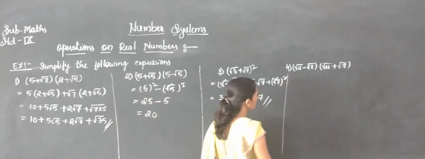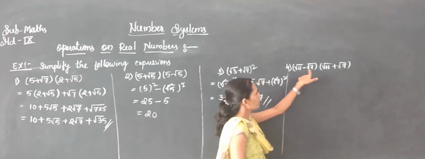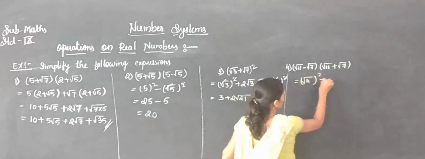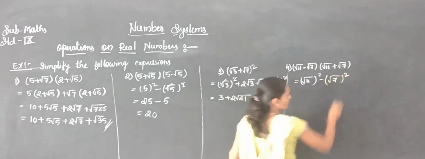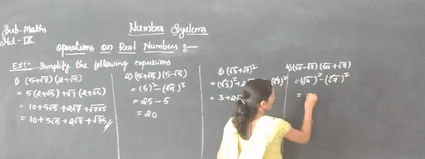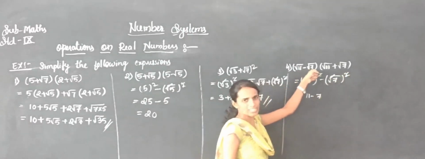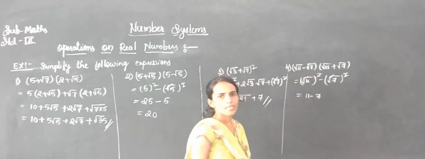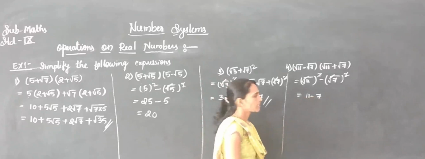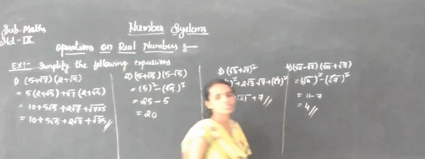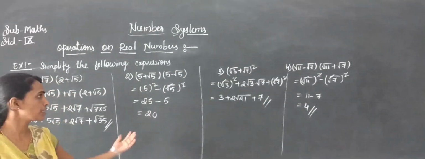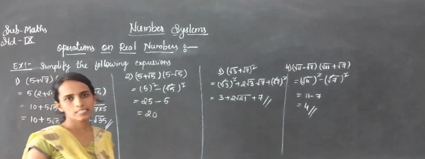Check out that one. So then the fourth example, root 11 minus root 7, root 11 plus root 7. Here also a square minus b square. So that will be root 11 square minus root 7 square. So that will be a minus b only. Yes or no? See here, the square root gets canceled. 11 minus 7 means a minus b only. The identity is there, a minus b. When root a minus root b, root a plus root b, that will be a minus b. So 11 minus 7, that will be 4. So these are the solutions. By using the identity, we can solve expressions, operations on real numbers, using the identity here.